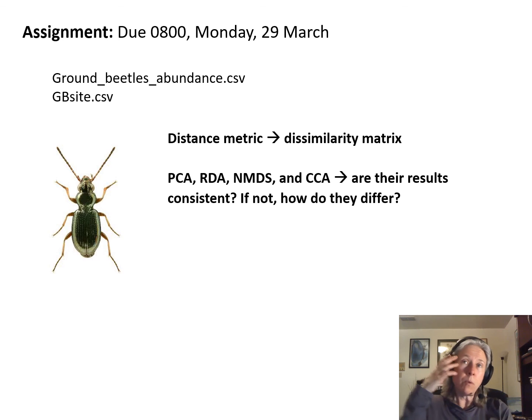And think about what each of them is saying. Are their results consistent? And if not, how do they differ? And then you can also think about which was the most appropriate given your data.